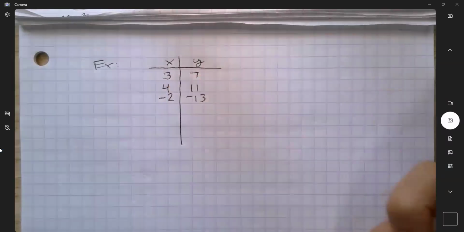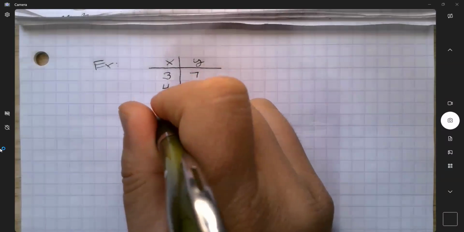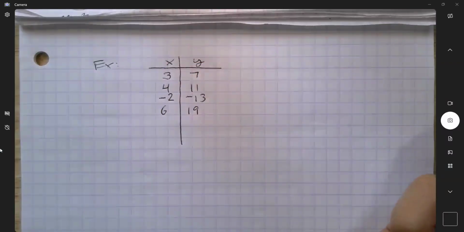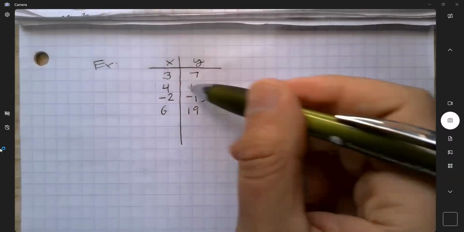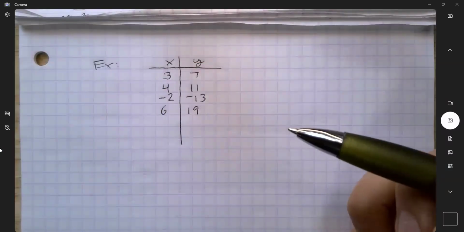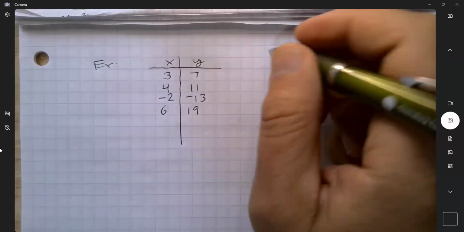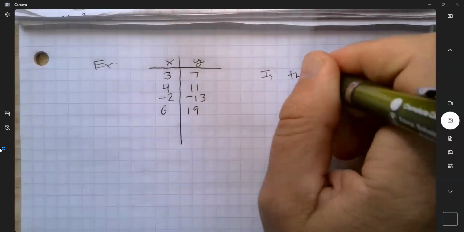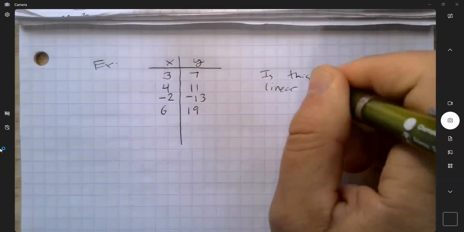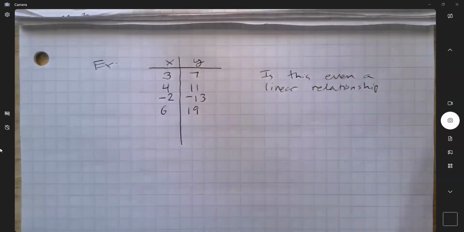That's a -13. And then I'm going to jump up ahead again, but this time I'm going to go to 6, which gets me to 19. Right, and I don't know about you, but it's pretty hard for me to look at these patterns of x's and y's and say, where's my starting value and how much do I change by? So is this even a linear relationship? That's really hard to tell just looking at the table.